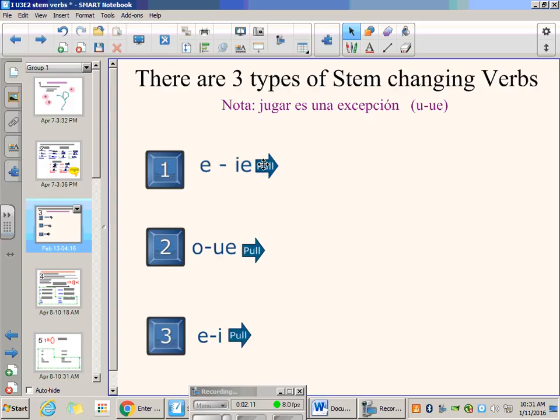You have also seen a couple that have stem changes in them and used them, like tener. Tengo, tienes has that IE. Tiene, tenemos does not, but tienen does, and I drew the little boot around it to help you remember which ones change. So that's what we're going to be talking about today, the 3 different types of spelling changes or stem changes you can see on verbs.